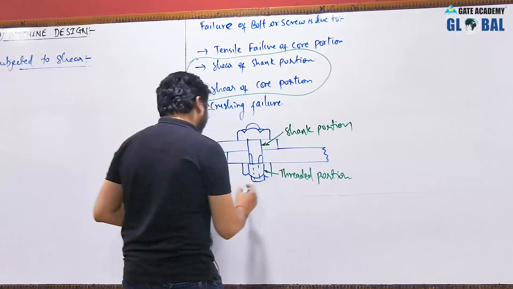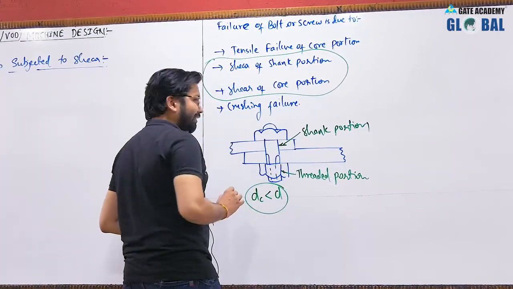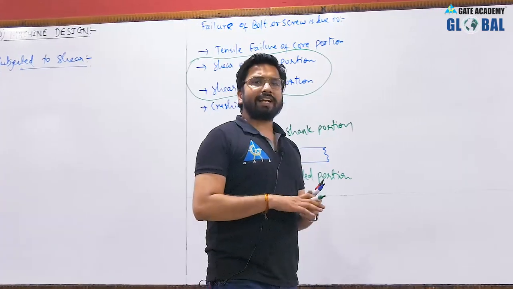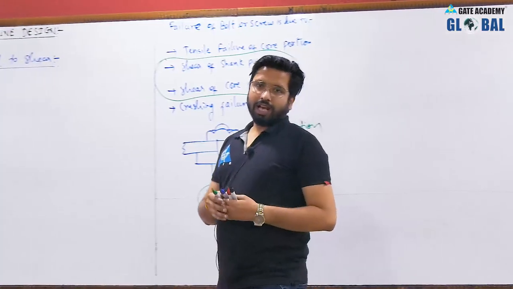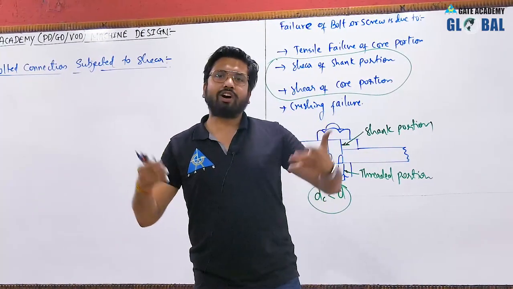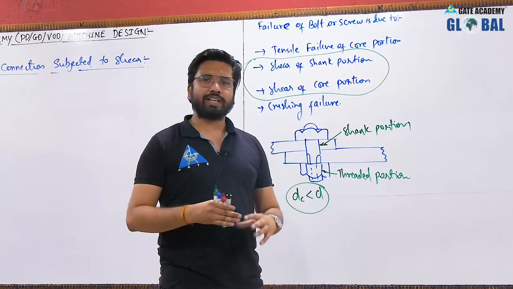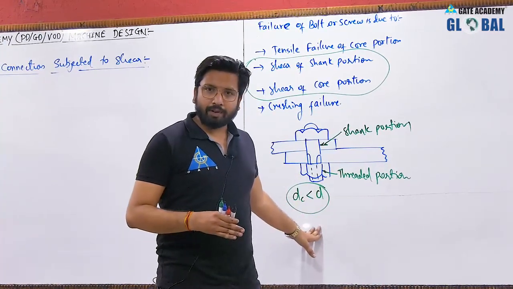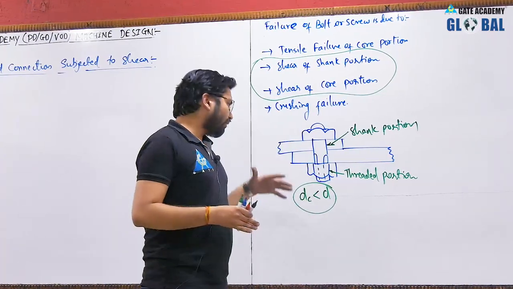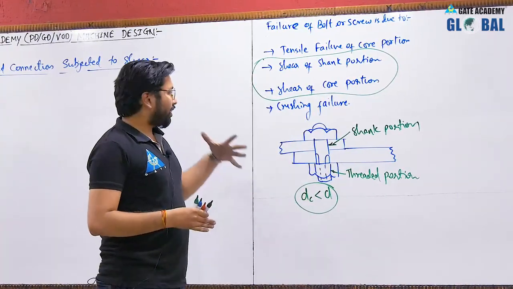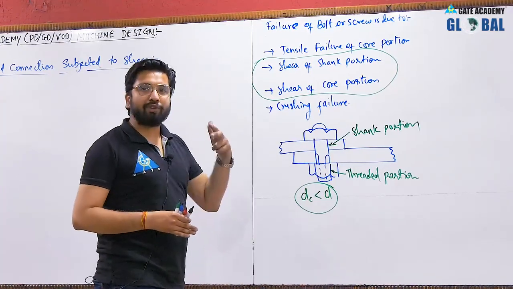Now, as we know, the core diameter will be less than the nominal diameter, or you can say the shank diameter. Hence, it is obvious that the highest stresses will be produced in the core portion. So, the fundamental understanding of an engineer suggests that we must go for a design based on the minimum area, because that will have the greater value of stresses. But now, in the case of shear loading, we have two options.